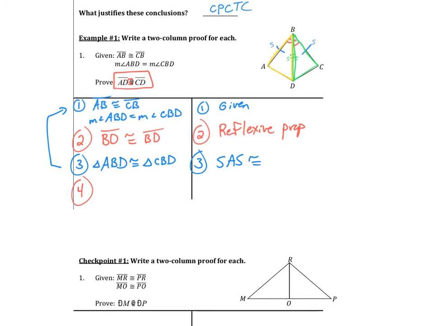So lastly, now we can say segment AD is congruent to segment CD, and here's why. AD and CD are corresponding. You see how A comes first, D comes third, C comes first, and D comes third. So the reason is they're corresponding, so corresponding parts of congruent triangles are congruent. So we said the triangles were congruent, and now we know that all the corresponding parts are congruent, so it'd be CPCTC.